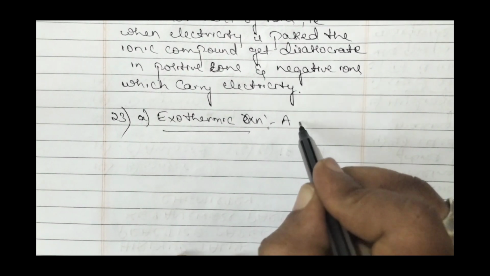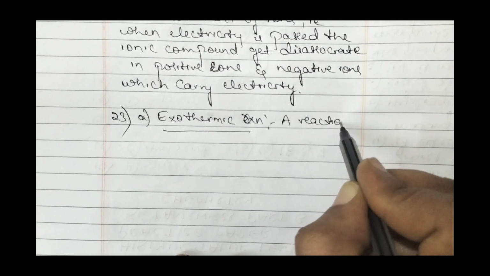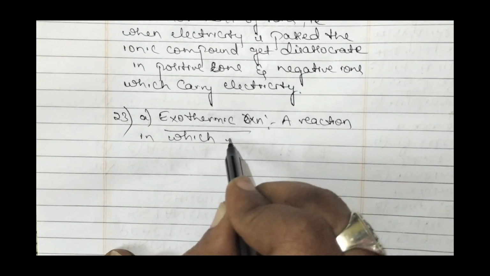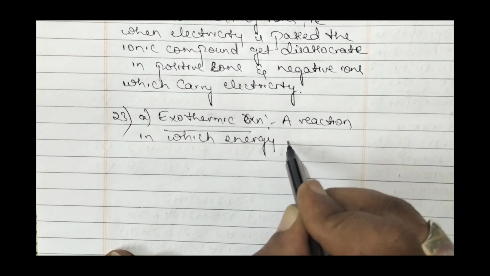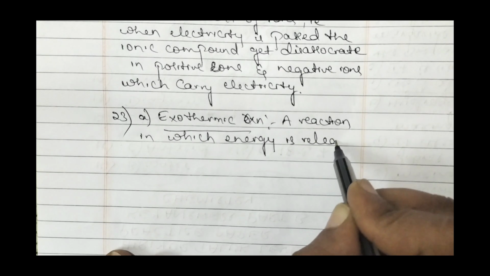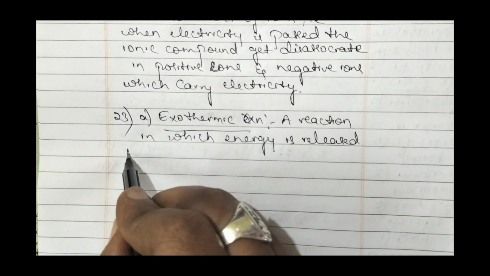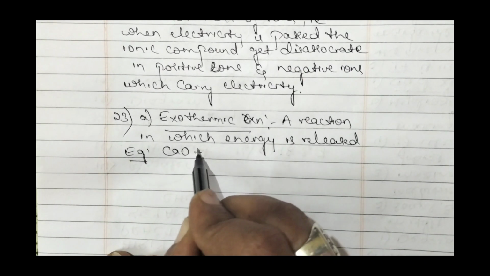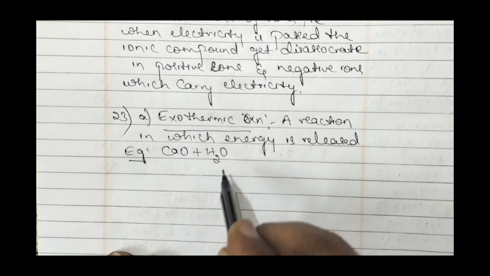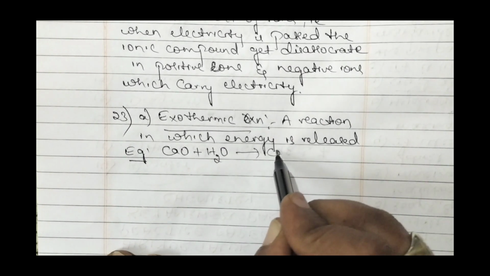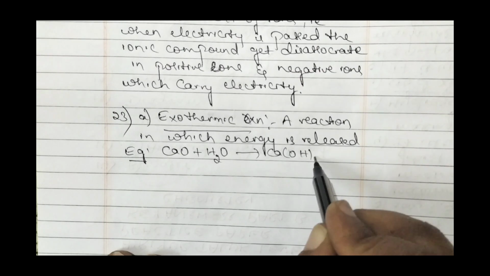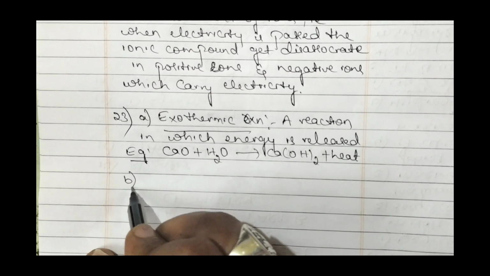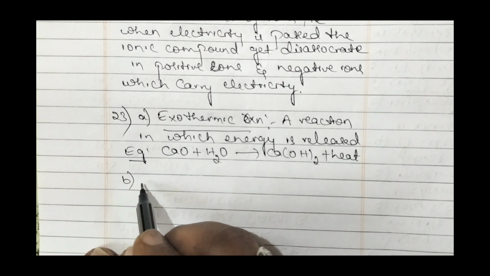A reaction in which energy is released. For example, when we put water into calcium oxide, it will be converted into calcium hydroxide and liberates energy in the form of heat. So this is the first, exothermic reaction.